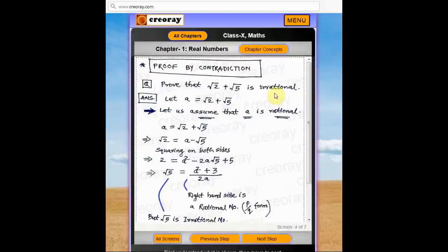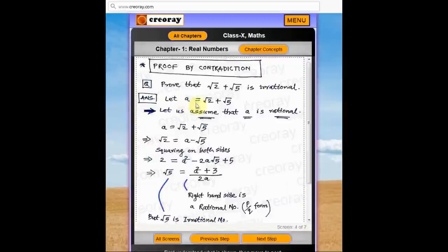Now it cannot be proved directly that something is irrational. So we have to use the concept of proof by contradiction. So what does contradiction mean? You have to assume that this is rational and then finally show, oh, we were wrong. So since we are wrong, it is not rational, it is irrational. How do you do that? See the answer.